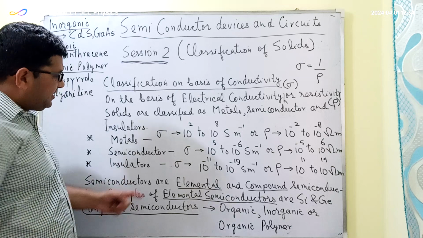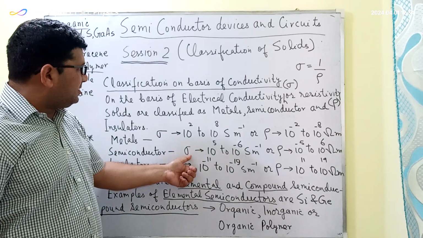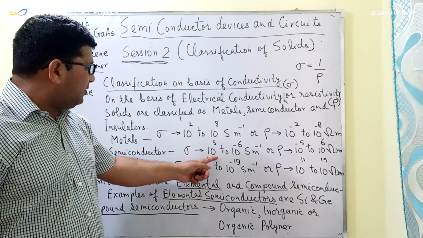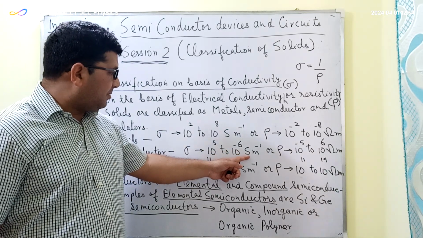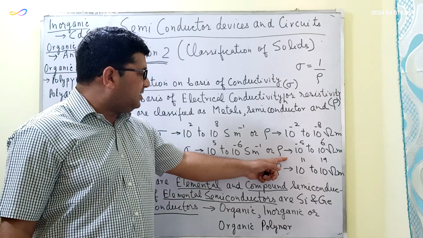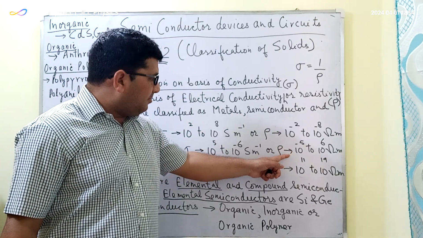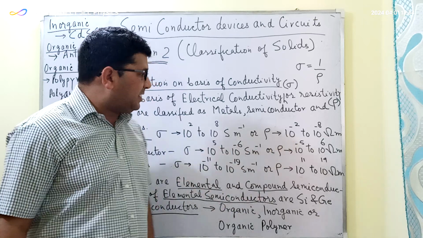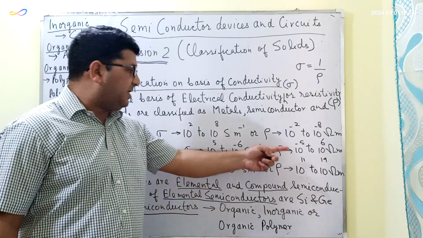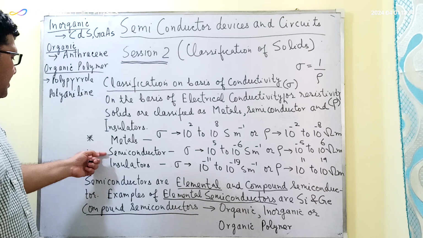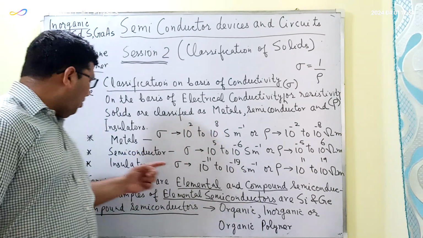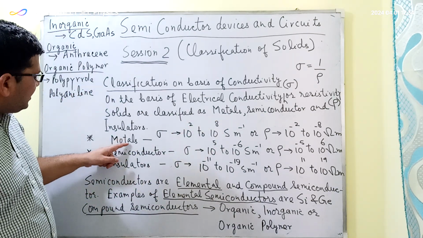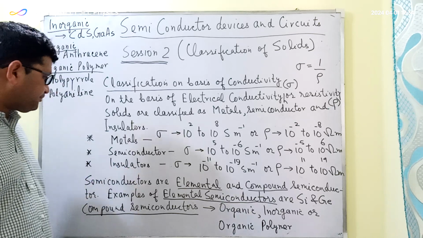In the case of semiconductors, the electrical conductivity ranges from 10 to the power 5 to 10 to the power minus 6 Siemens per meter, or we can say that their resistivity ranges from 10 to the power minus 5 to 10 to the power 6 ohm meter. And here the resistivity, or you can say the conductivity, of the semiconductor lies between that of the metal and the insulators.